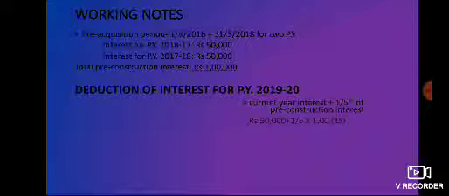Deduction of interest for previous year 2019-20. Current year interest plus 1/5 of pre-construction interest. Annual interest is 50,000 plus 1/5 of rupees 1 lakh, which will come to 70,000. So this is your total deduction.